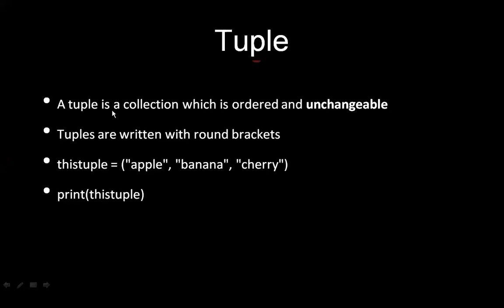The tuple in Python is a collection of elements, a collection of objects, which is ordered. That is a very important thing. And one more important feature of the tuple is that its elements cannot be changed. That is, they are unchangeable. A tuple is nothing but immutable.